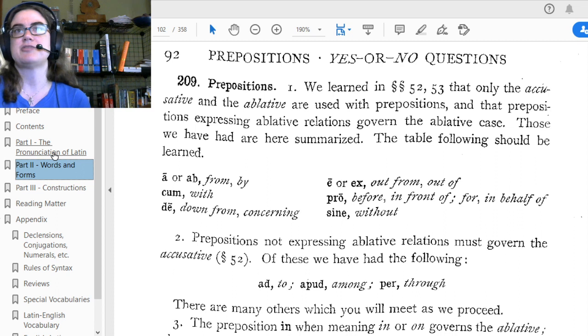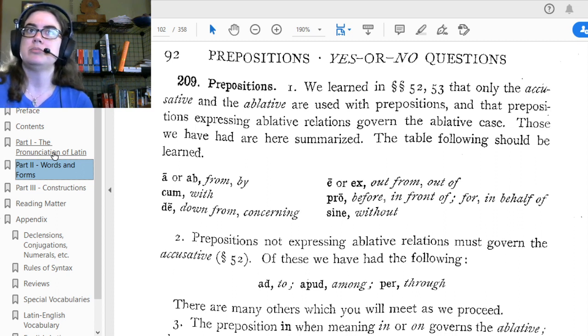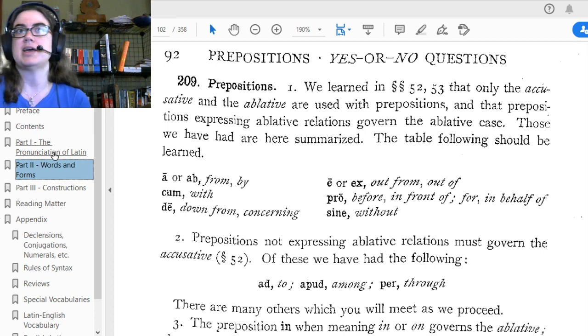Oh, that's nice. The following table should be learned. Ab or ob, from, cum, with, de, down from, a or ex, out of, pro, in front of, and sine, without. These all take ablatives. Prepositions not expressing ablative relations must govern the accusative. For example, ad, to or towards, apud, among, and per, through.